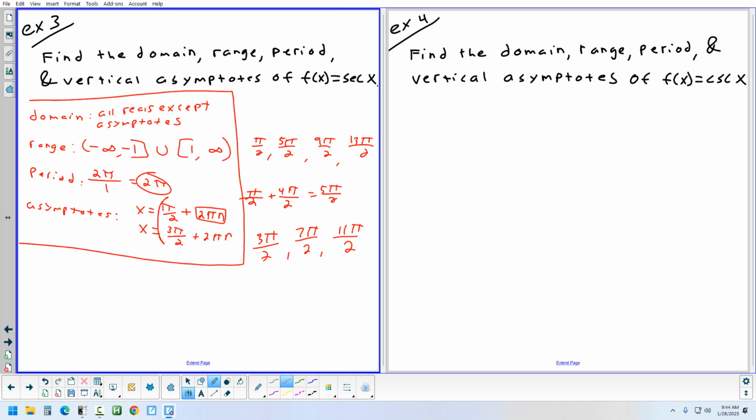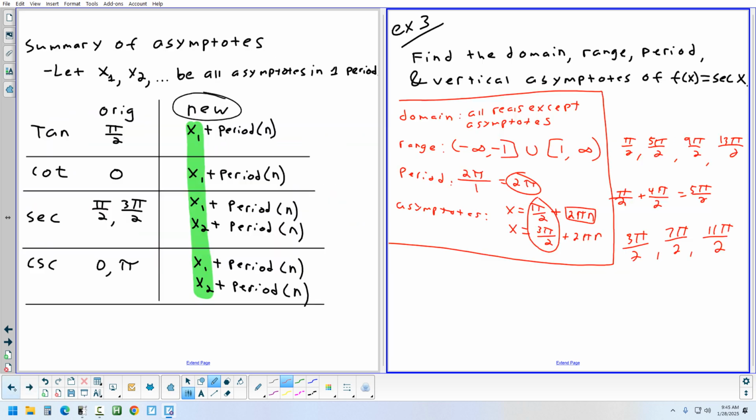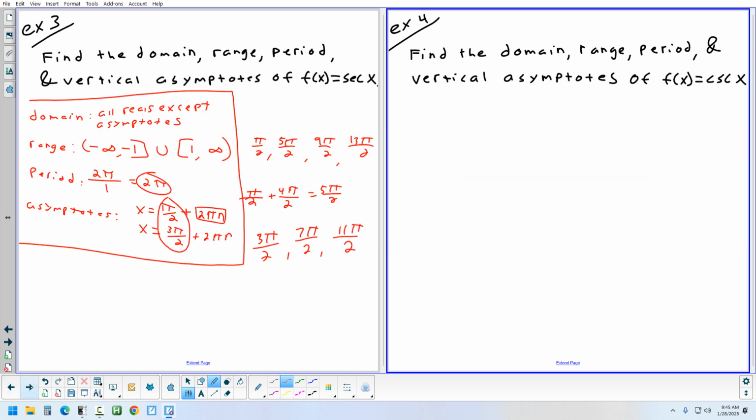Instead of a pi over 2 and a 3 pi over 2, what numbers would you put in those 2 spots if you were doing cosecant? 0 and pi. You would put 0 and pi. Yep. That's the only thing that would change on that problem. Okay.